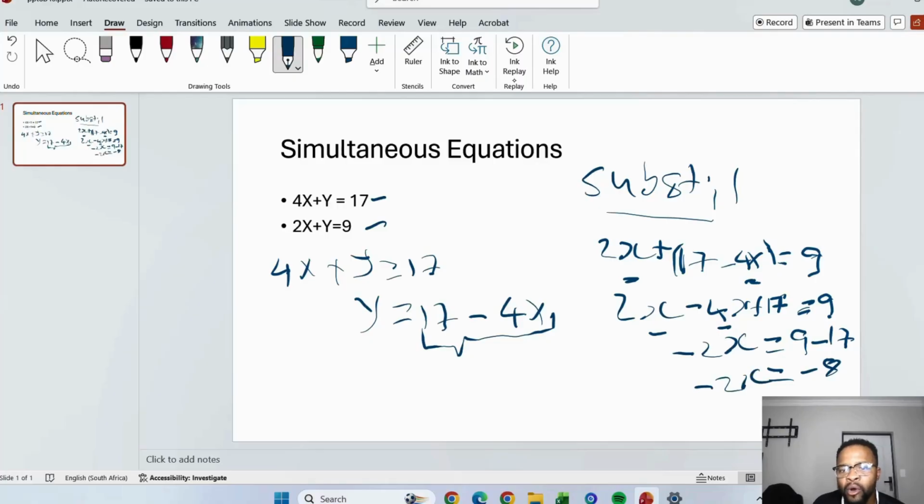Both sides are negative. What can we do to change this? In a normal way, we multiply everything by -1.